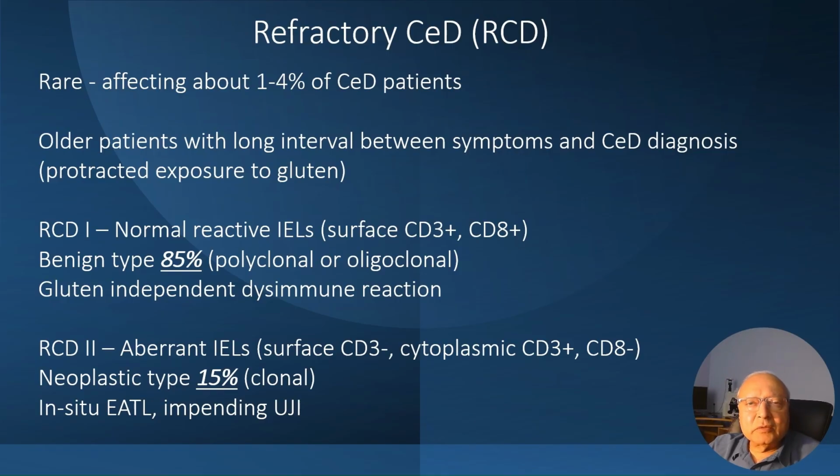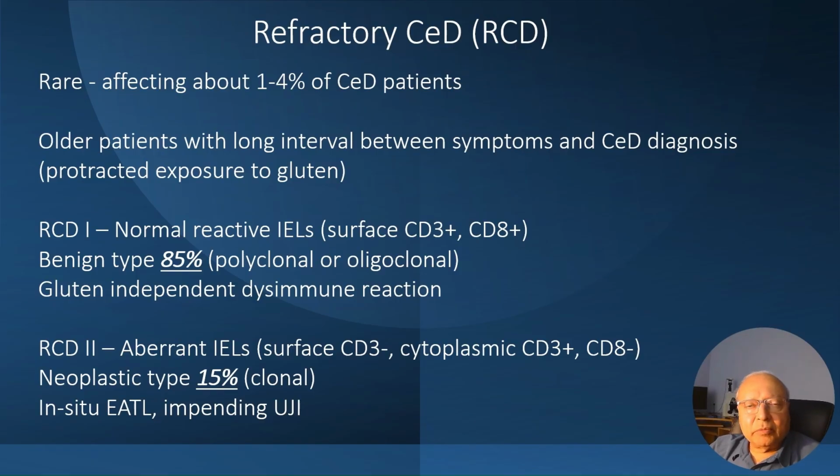Here, there is refractoriness to gluten-free diet, but this is a polyclonal or oligoclonal reaction. It's a gluten-independent disimmune reaction. And it's important to demonstrate the polyclonality in this case. Here, the T cells in the intraepithelial lymphocytes have surface CD3 positivity and CD8 positivity.